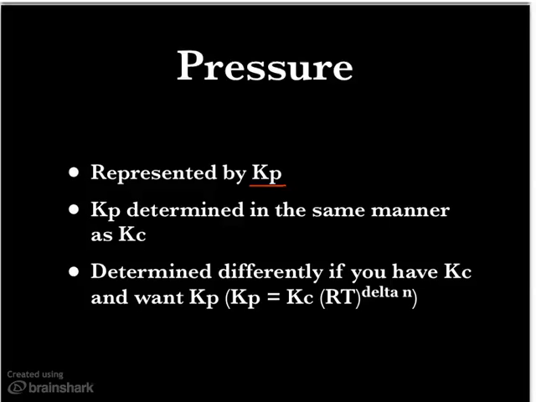Now, for some problems you'll actually be given the Kc, and then they'll want the Kp from that. You can figure that out by using the following equation, where Kp is equal to the Kc times RT to the delta N, where R is the 0.0821 that you were using before, T is just temperature, and delta N is just the change in number of moles. So final number of moles minus the initial number of moles.